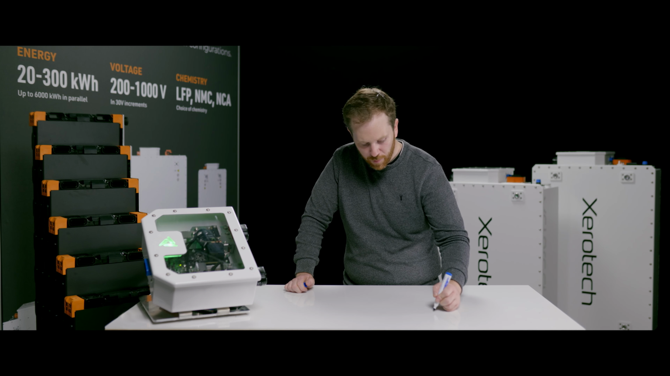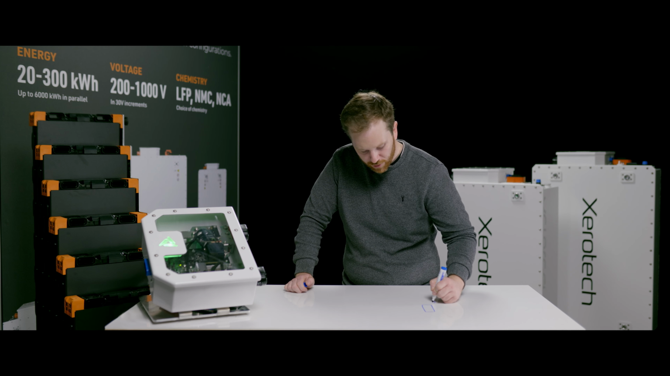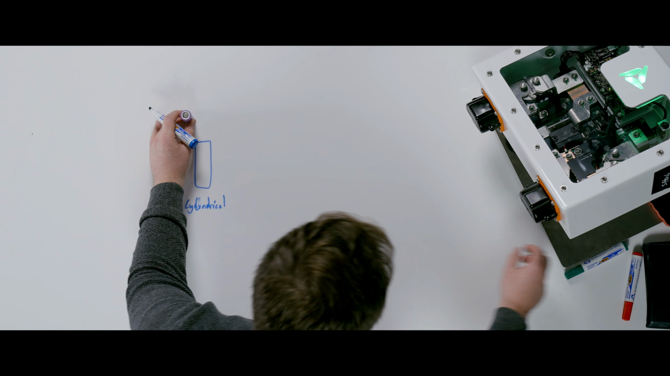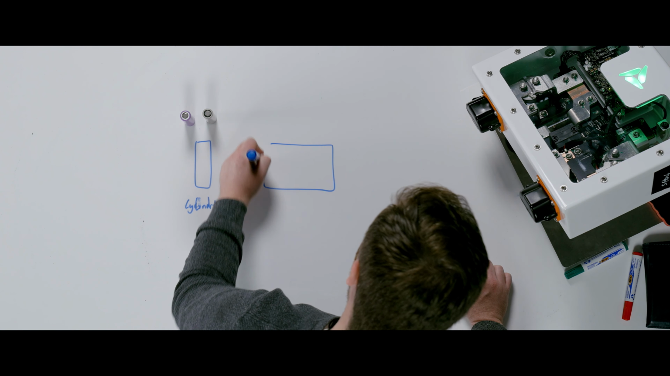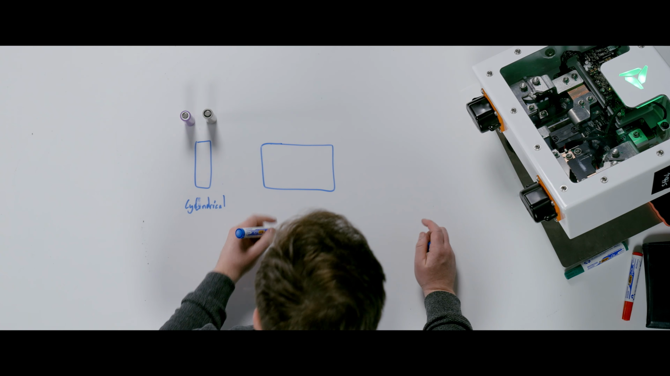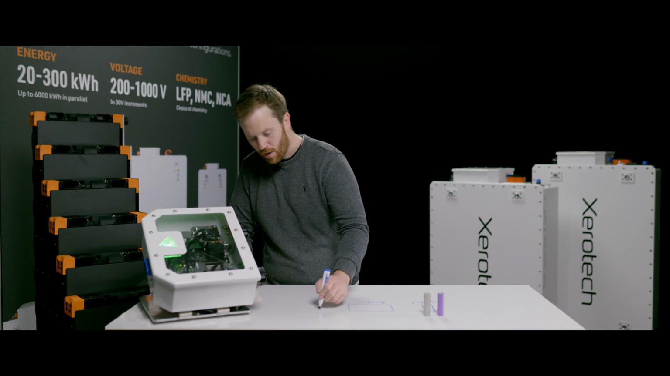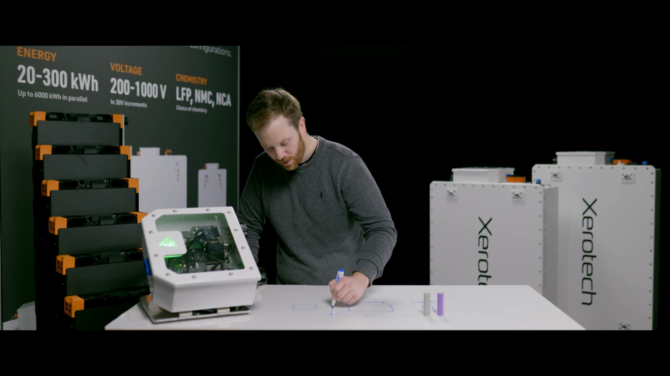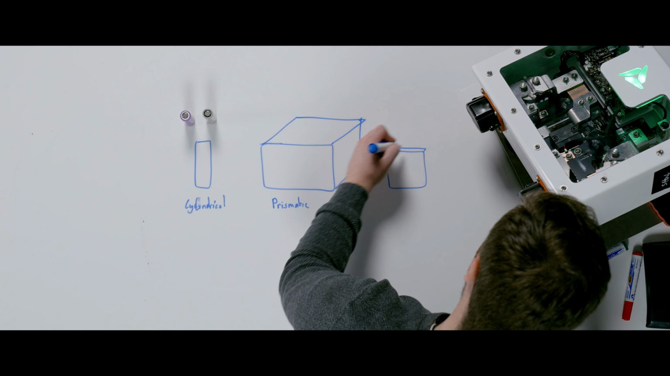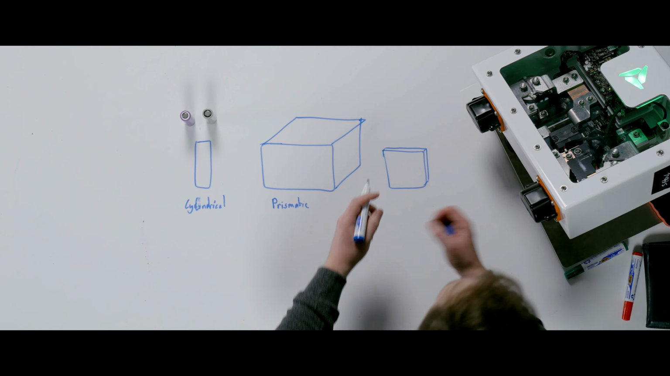So the three types of battery cells are cylindrical cells, like the ones we've shown previously. There's prismatic cells, which are basically big blocky cells. And then there are pouch cells that are quite thin. So a big prismatic block and a pouch cell is a thin, little flexible plastic bag.